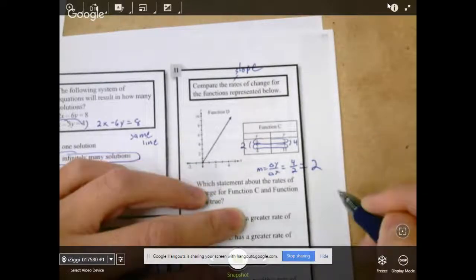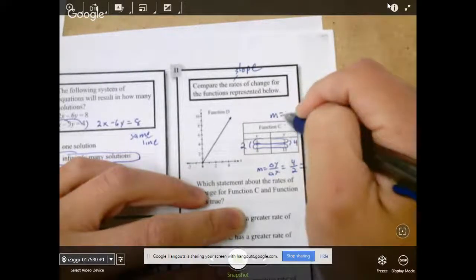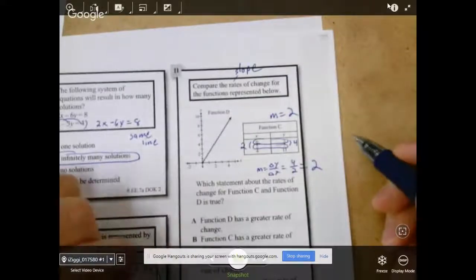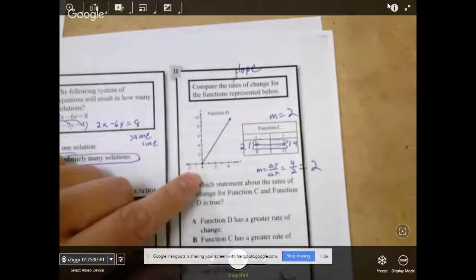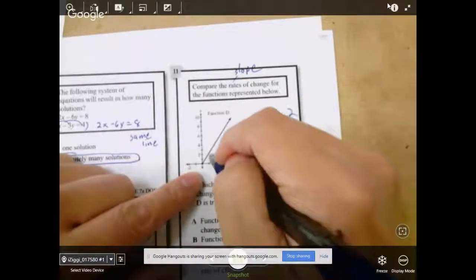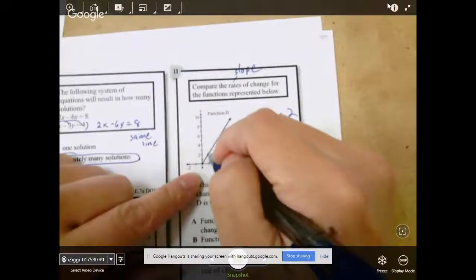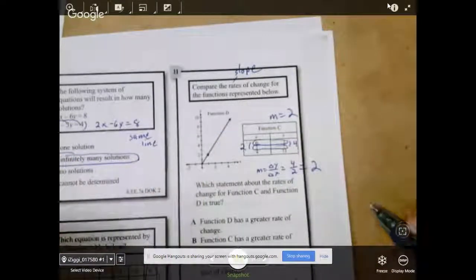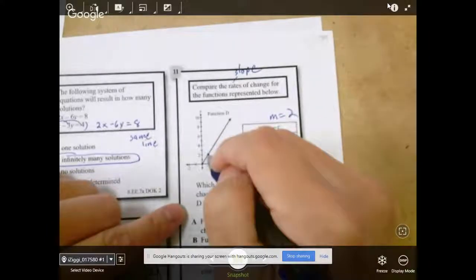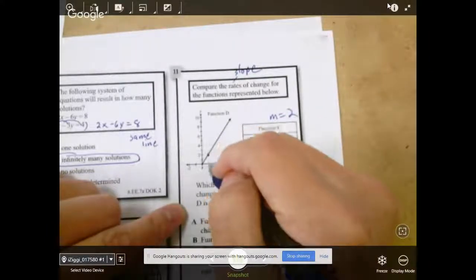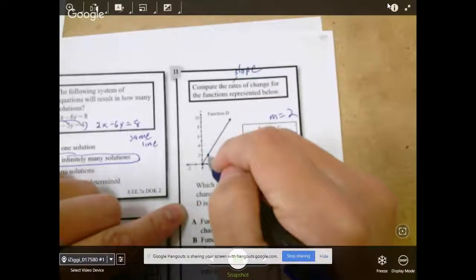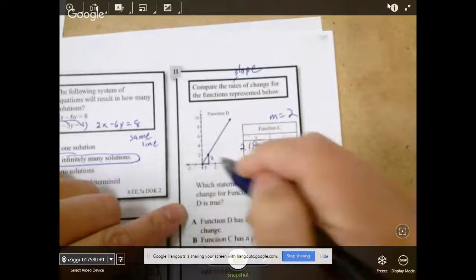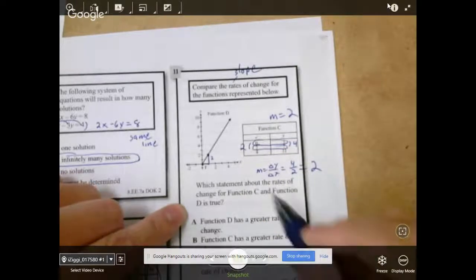All right, let's look at the rate for function D. Let's go ahead and look right there. It looks like there's a point, 2 and 1, and here's another point. So let's get our triangle. Looks like the rise is 2, the run is 1. So 2 over 1 is also just 2.